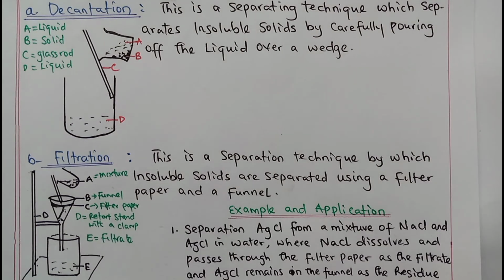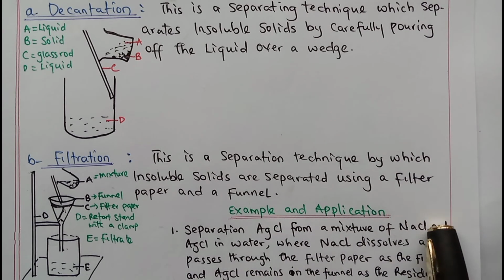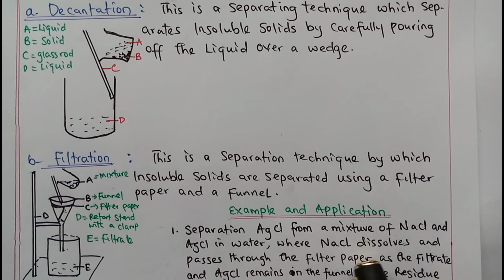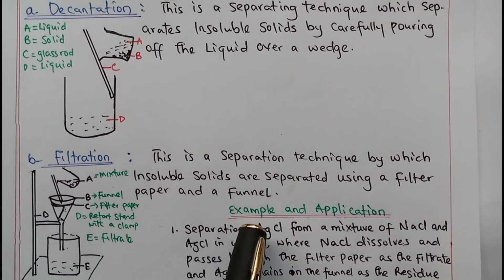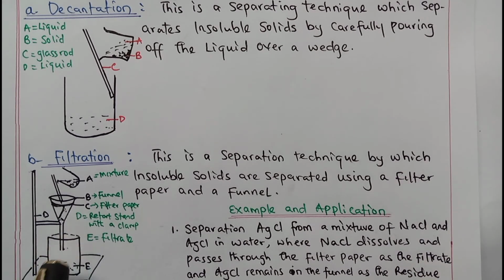A simple example of this is separation of a mixture of sodium chloride and silver chloride in water. Silver chloride is actually insoluble in water, but sodium chloride is soluble in water. Therefore, sodium chloride will dissolve in water, whereas silver chloride won't. And we use filter paper as demonstrated here. Therefore, the one that will remain here will be the silver chloride as the residue, whereas the one that passes here, which is this E, is what we call the filtrate, which is the sodium chloride.